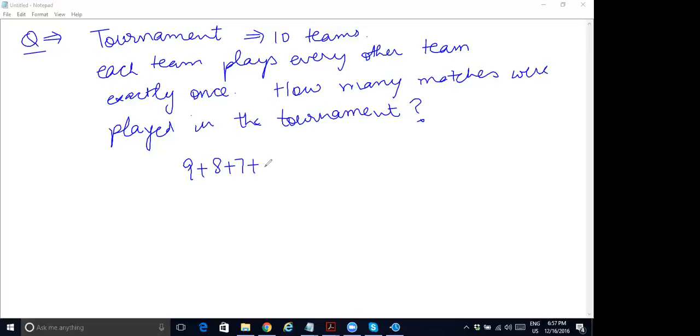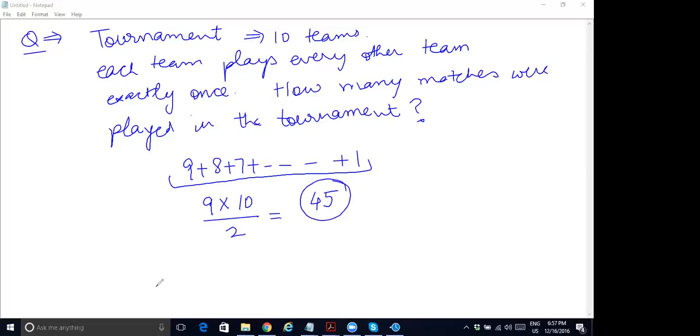And then you use a formula n into n plus 1 by 2. Sum of first 9 positive integers. So 9 into 10 by 2, so 45 games. Yes, very good. Okay, that is good.